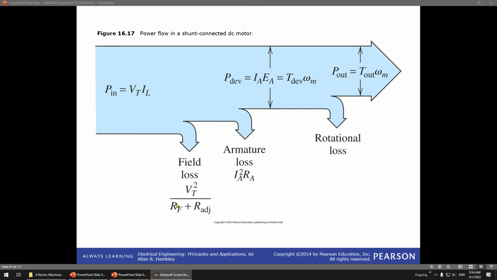This is another figure you can look at. Of course you have the field losses due to the RF and R adjust, and then you have the armature losses due to the RA. Then you produce P developed equals IA EA equals T developed times angular velocity, the developed torque. After that you have the rotational loss, and P out equals T out WM. So T developed and T out are not the same. T developed is much higher than T out because of the rotational losses.